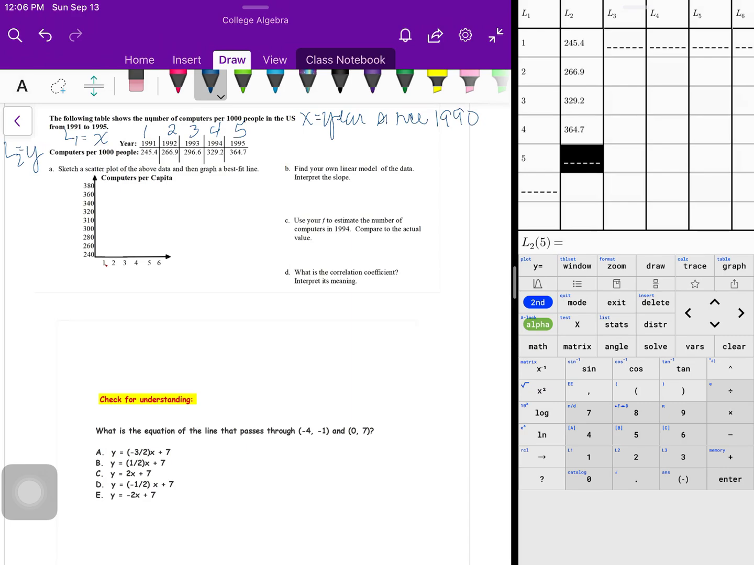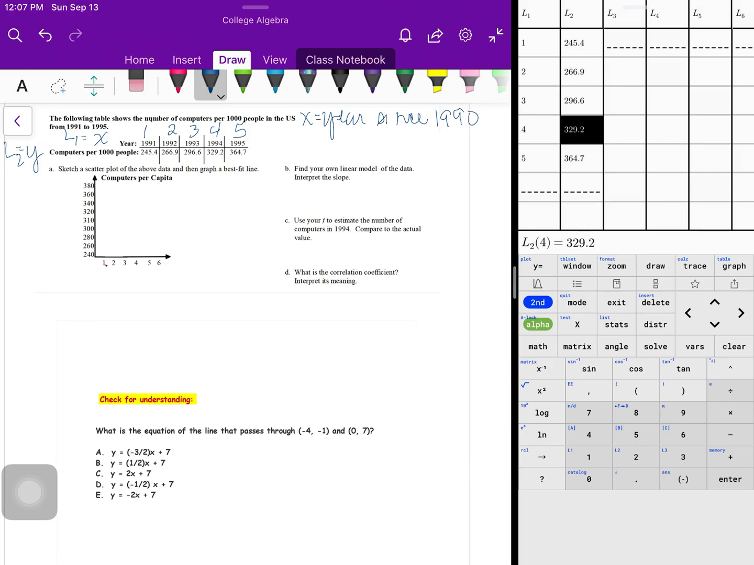We should always check our data. Looks like I might have forgotten one. I have 245.4, 266.9. Oh, right here I need to insert. So insert is above our delete key, so I need second delete. And I want to insert 296.6, 329.2, 364.7. Okay, now I've double checked my data and it's all correct.